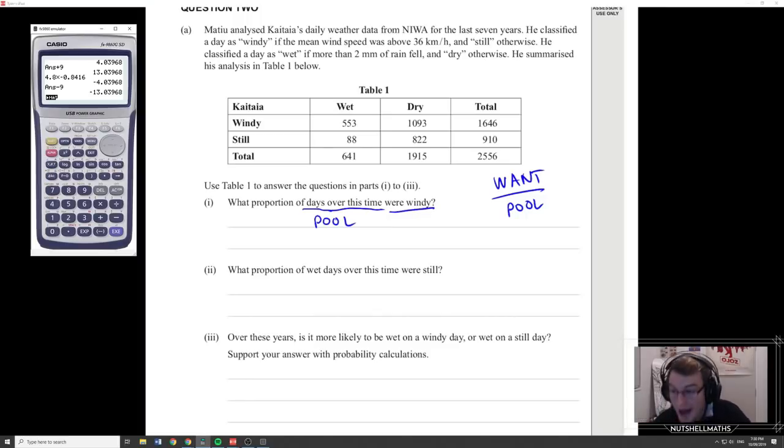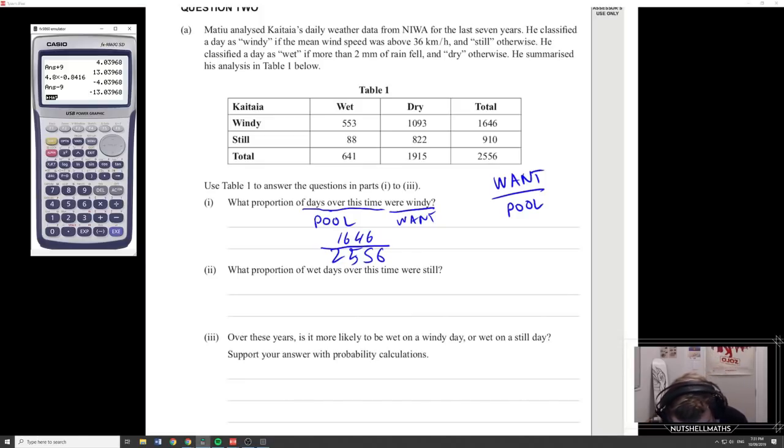Were windy. So out of that selection, how many were windy? That's our want. Want over pull. Okay? Want over pull. Let's have a look. So the pull is this one here, 2556. And our want is, out of that, how many were windy? Well, there was 1646 that were windy, which I've grabbed from here. That over that. Okay. So we put that over that, we get the achieved. Nice and easy.